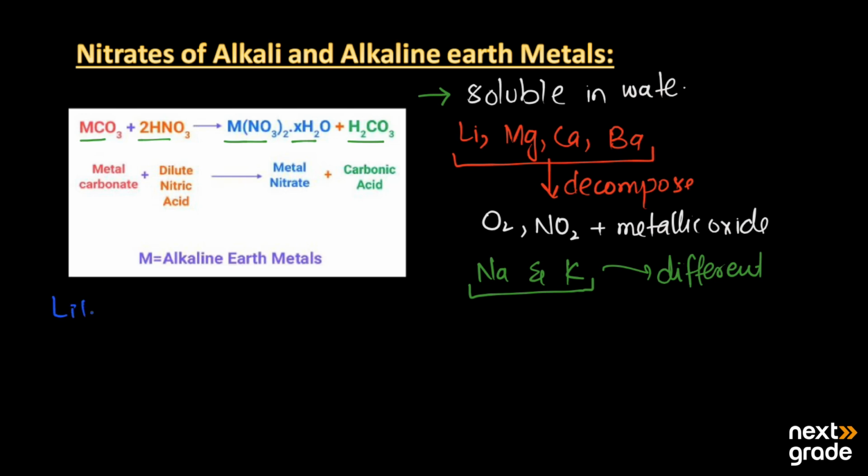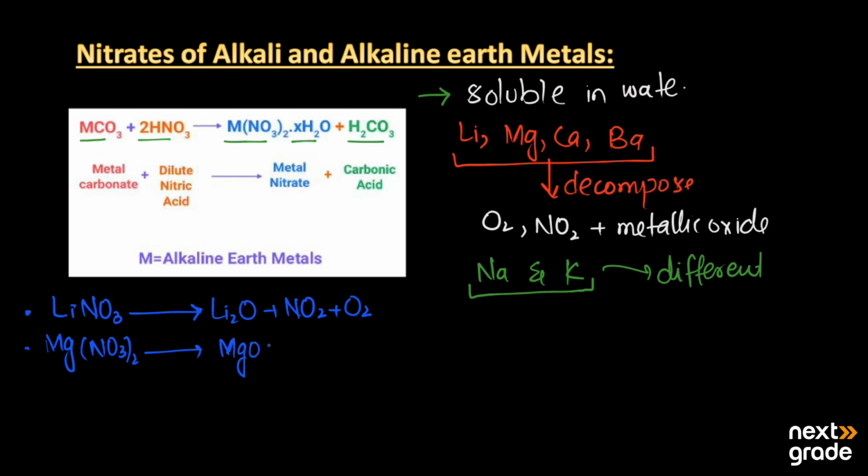We have lithium nitrate. Upon decomposition, it produces lithium oxide, that is the normal oxide, along with nitrogen dioxide and oxygen gas. So this is the first one. When we have magnesium nitrate, it decomposes and produces the metal oxide, which is magnesium oxide. It produces nitrogen dioxide plus oxygen gas.